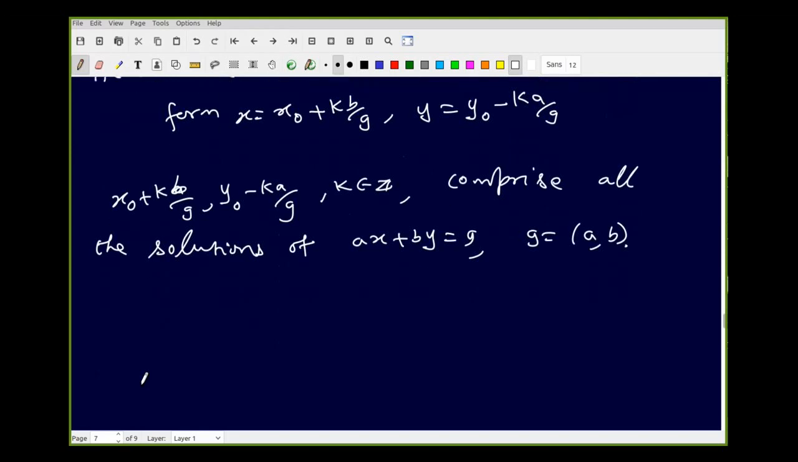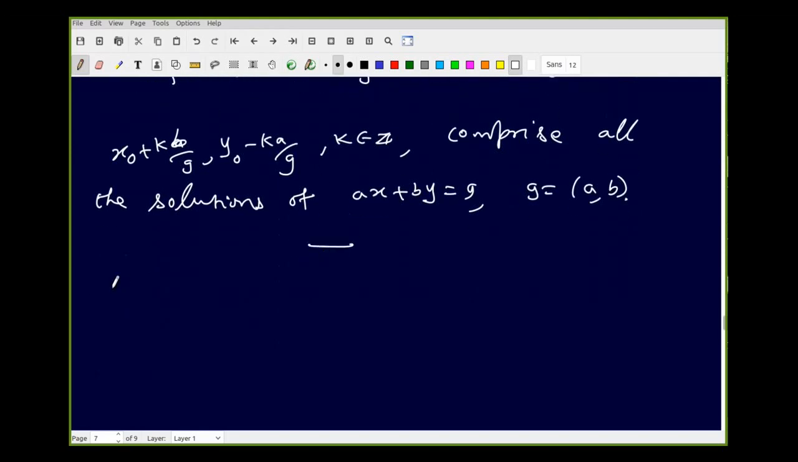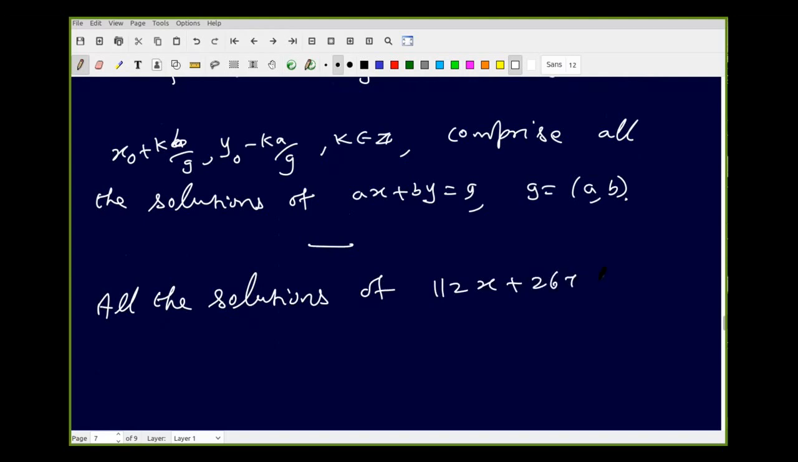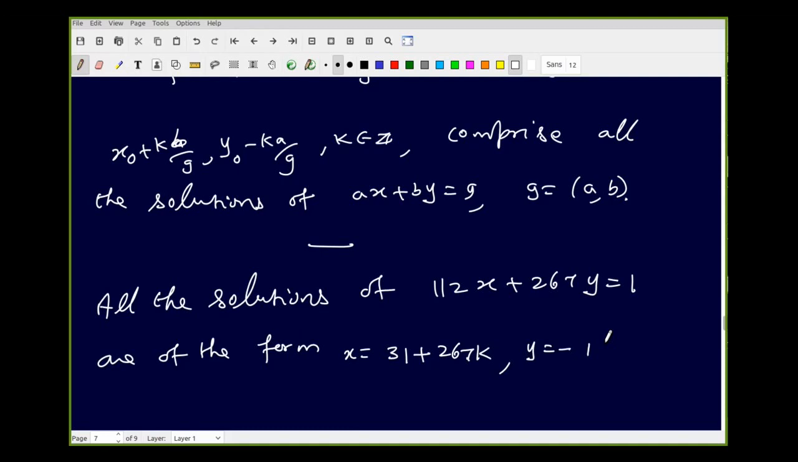So using this result, we can write all the solutions of 112x + 267y = 1. They are of the form: x₀ is nothing but 31, so x = 31 + 267k, and y = −13 − 112k, where k is any integer, for all integer k.